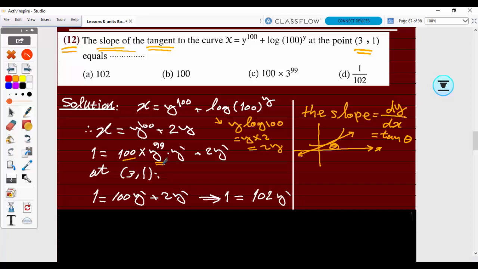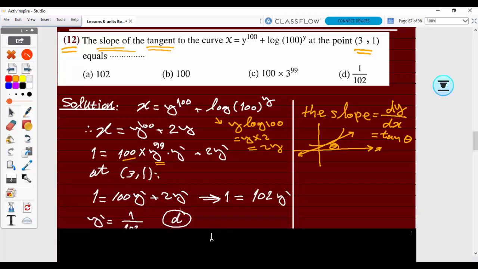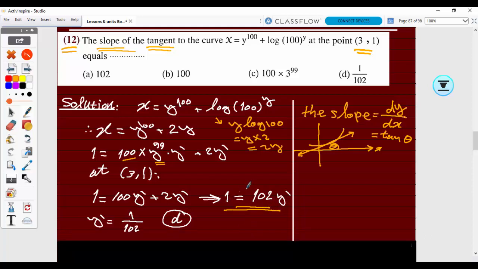Substituting y power 99, here we will substitute y equals 1. So 1 power 99 is 1. Multiplied by 100 y dash, it will be 100 y dash plus 2y dash. And from that, we add 100 y dash plus 2y dash equals 102 y dash. So we have 1 equals 102 y dash. So y dash equals 1 over 102, and the solution will be D.